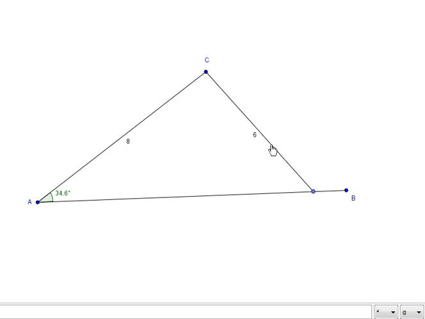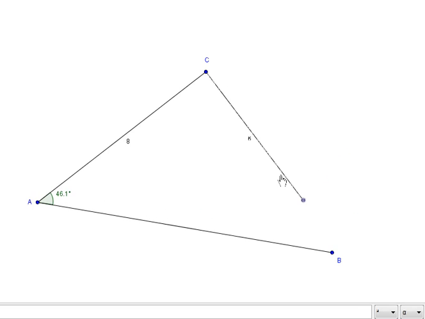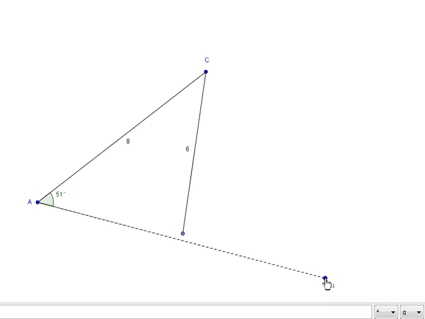Or if this line here is not long enough, or let's say, for example, this angle is too big, it's possible to not have any triangles possible at all. Like if this was like that, it doesn't quite come down and touch there. I'll make it a little bit bigger there. So if the angle is too big, then it doesn't actually make a triangle. If we're at 51 degrees and 8 and 6 side lengths, you can't make a triangle like that.